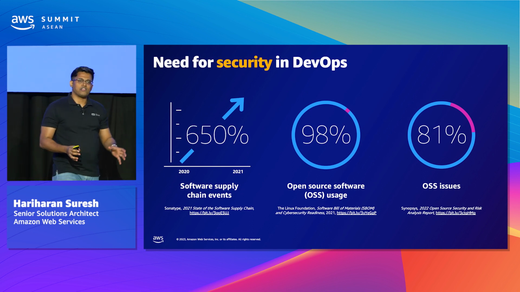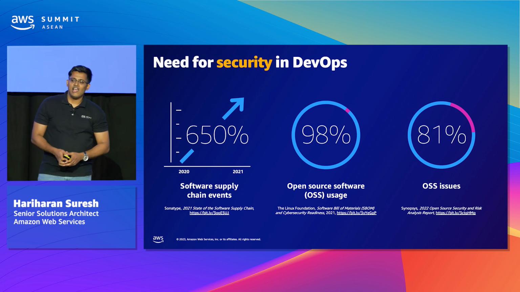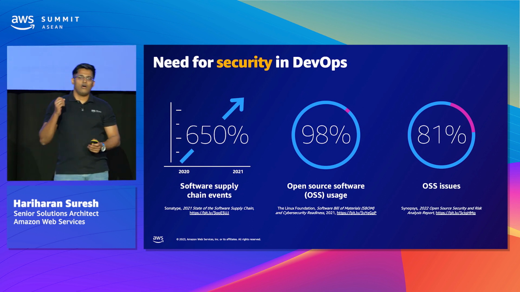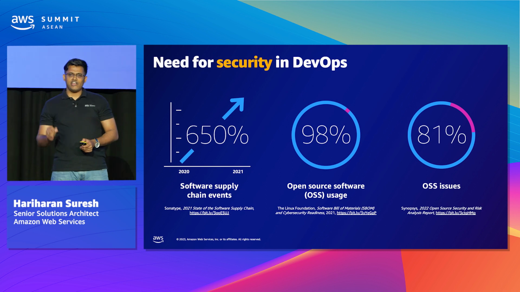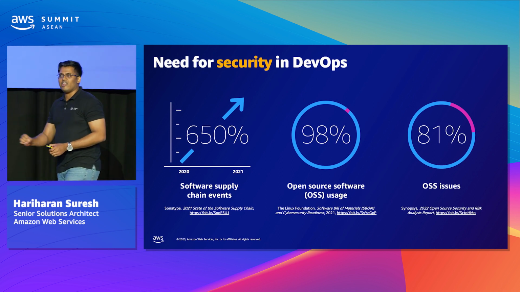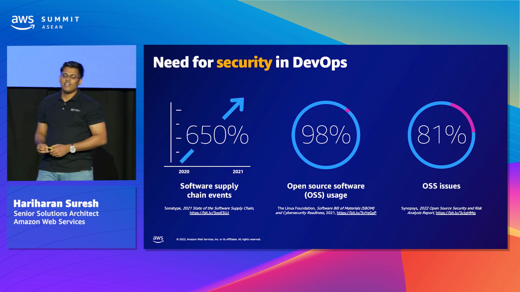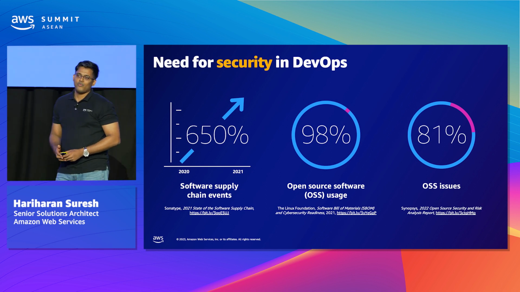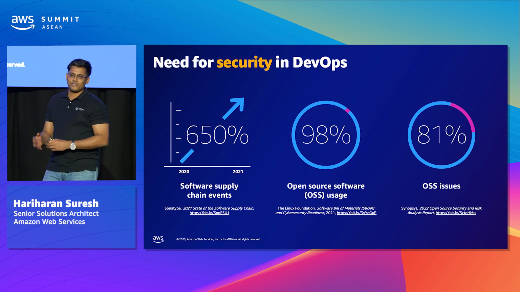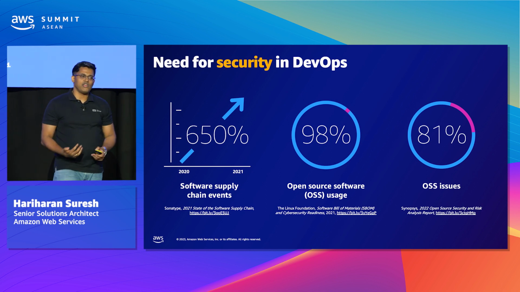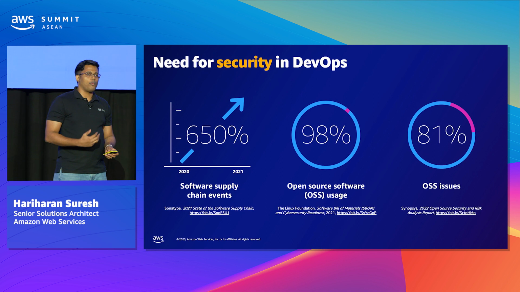Next, to put things into perspective of these two data points, 81% of open source packages have a known vulnerability. This is a very big number. So this proves that we need to have security scrutiny for whatever applications we are integrating with our DevOps pipelines.